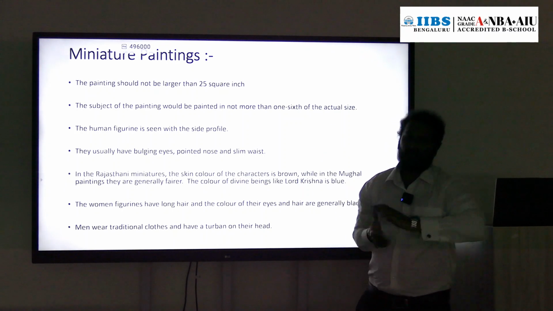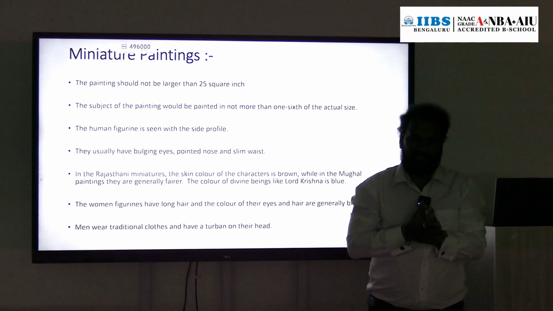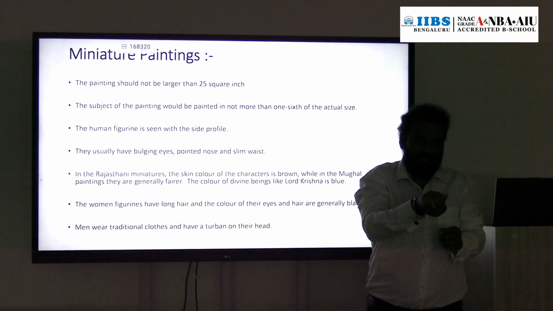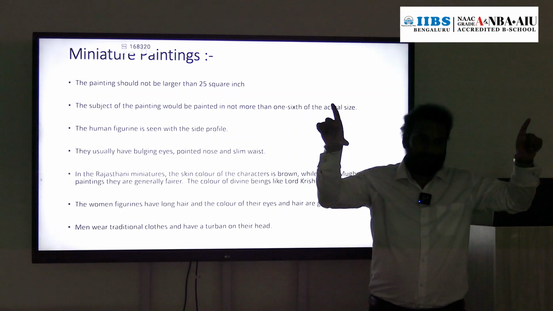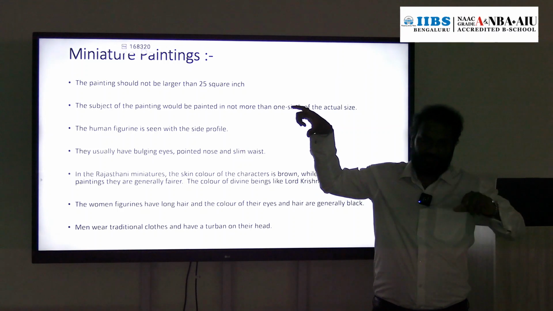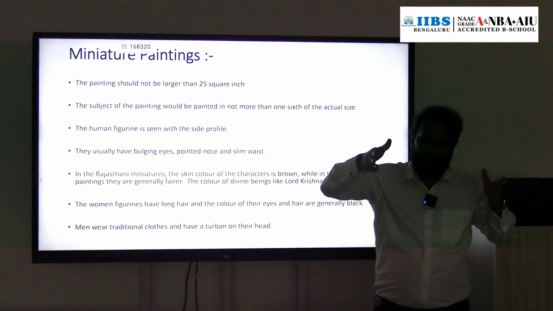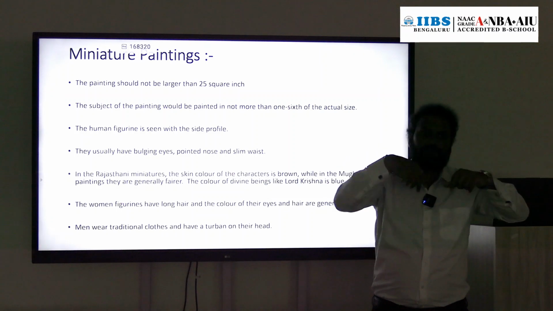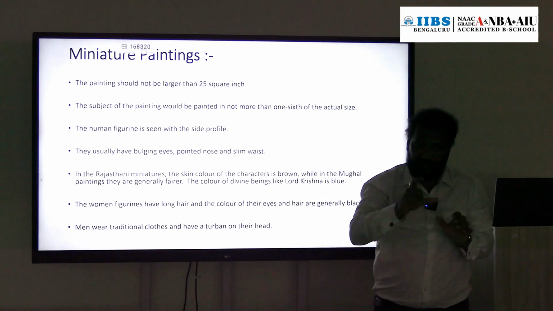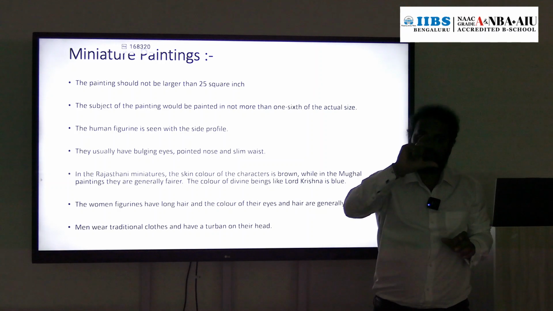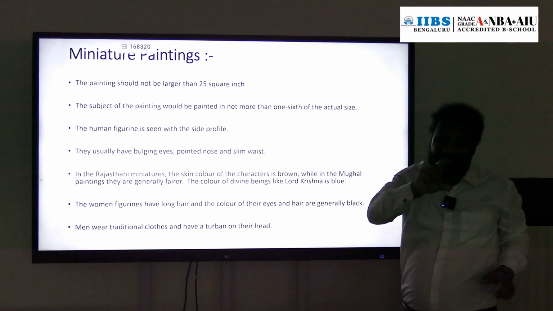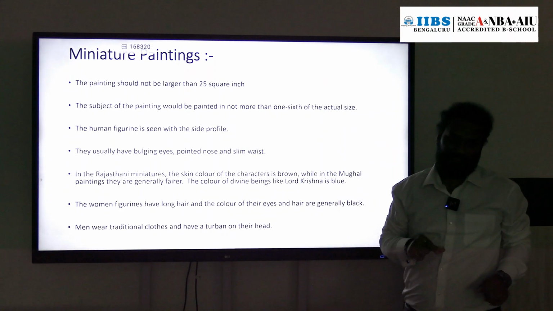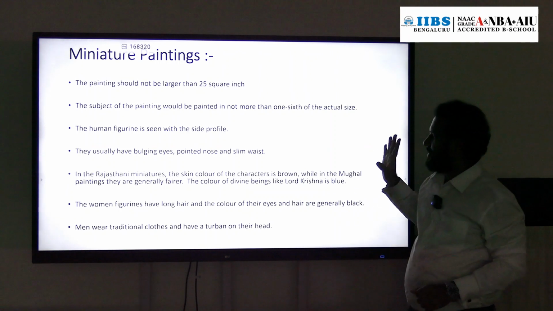And the subject of the painting. Now what is that subject? For example, if you are painting a portrait, their size will be different. If you are painting a scene, like a court scene, we have many rulers, right? There they have court, many people are sitting. So if there is a depiction of a court scene in a painting, the size of the human being should not be more than 1/6 of the actual size. Got it? So that is also one of the features.